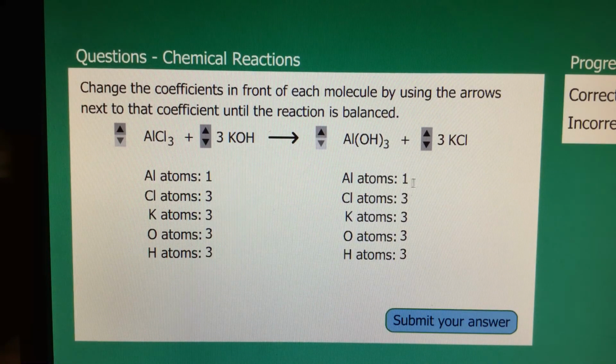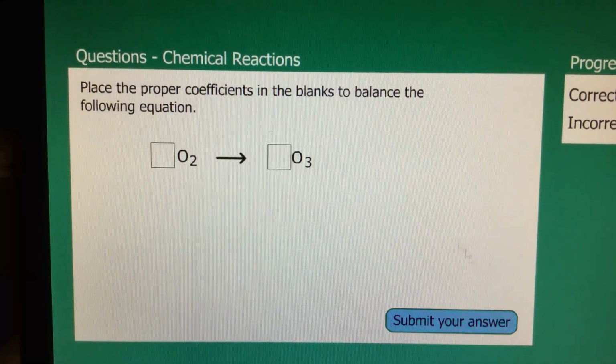So we can double check. They listed the atoms 1 and 1, 3 and 3, 3 and 3, 3 and 3, 3 and 3. Okay. So again, you can take a look at that. Aluminum, 1 aluminum, 3 chlorine, 3 chlorine, 3 times 1, 3 potassium. And we could even call this a hydroxide. Since it's written as an OH, we could say there's 3 hydroxides and 3 hydroxides.